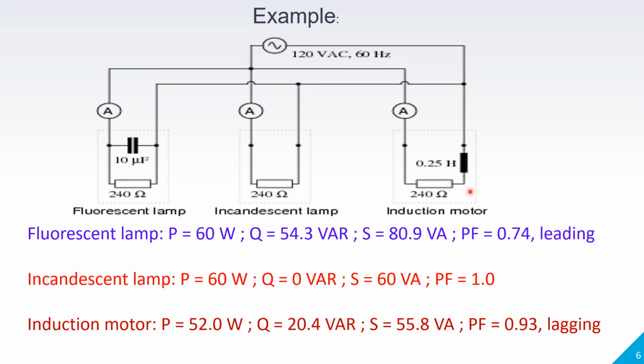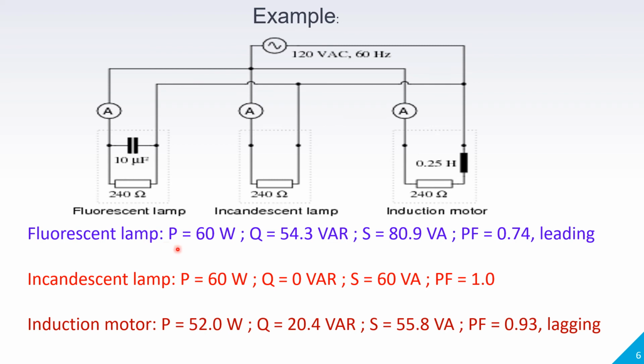And the third one is an induction motor. Induction motor is a motor which has lagging power factor, that is, it has some reactive component, lagging reactive power. Now here you can see everywhere the resistive component value is the same, but the other component, here the capacitive component, is there. This is a resistive load and this is an inductive load, that is why inductance is shown as 0.25 Henry. Now we will see one by one.